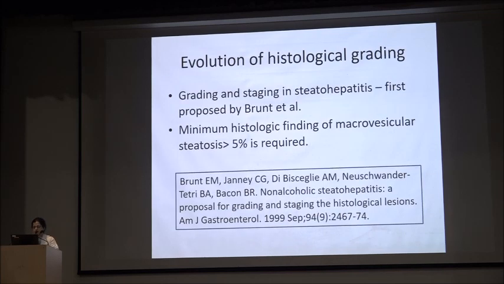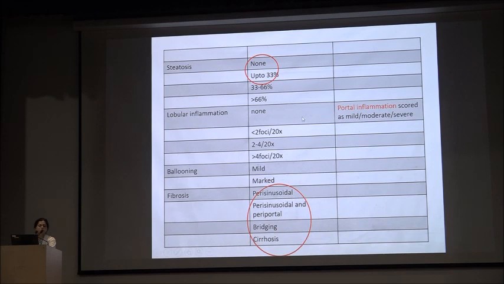The first attempt towards grading of NASH came from Brunt in the year 1999, and they defined the minimum histological requirement of more than 5% of steatosis for a diagnosis of MAFLD. This is the basic grading proposed by Brunt, and it covers steatosis, inflammation, ballooning and fibrosis.